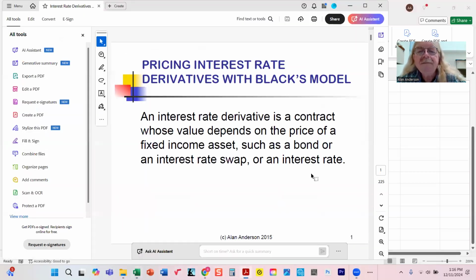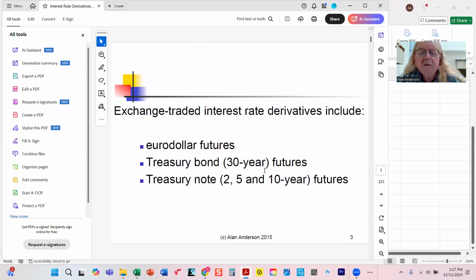Okay. So just a quick reminder, an interest rate derivative is a contract. Now, the ones we're looking at here are all options, but they can be futures contracts and they can be forward contracts as well. And so the point of it is that the underlying asset is either an interest rate or the price of a security like a bond, where the value depends on interest rates. Now, we went over this last time.